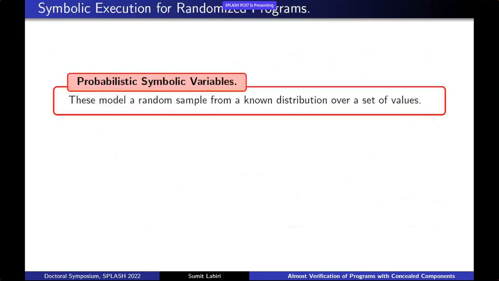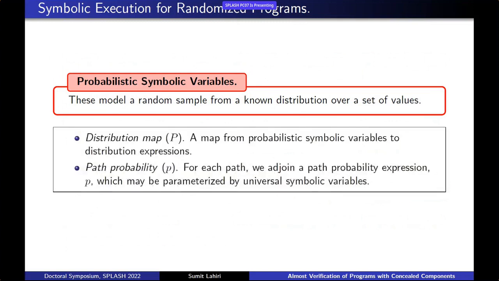However, for our case, we introduced new kinds of symbolic variables. These are known as probabilistic symbolic variables, to which we attach information about the kind of distributions they were being sampled from and the kind of values that they can take. So we would have both the distribution map and the probabilities which would happen at each program point.